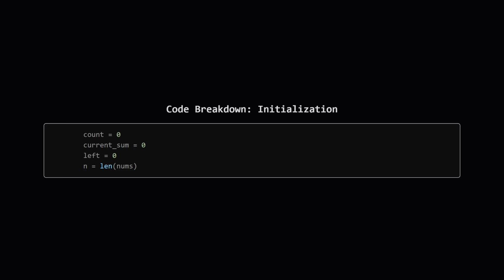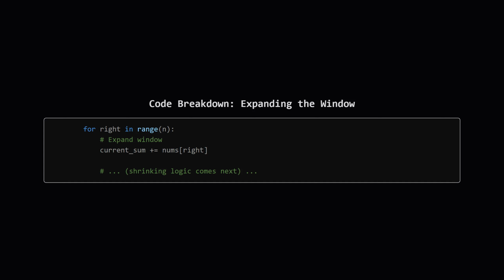First up, we initialize our variables. Count is what we'll return. It stores the total number of valid subarrays we find, starting at 0. Current_sum will keep track of the sum of numbers inside our current sliding window, also starting at 0. Left is the pointer for the left edge of our window, starting at index 0. And n is just the total number of elements in the input list nums. Pretty standard setup. Now the main part is a loop.